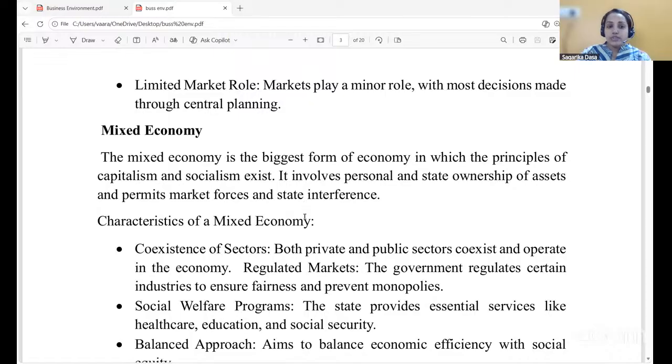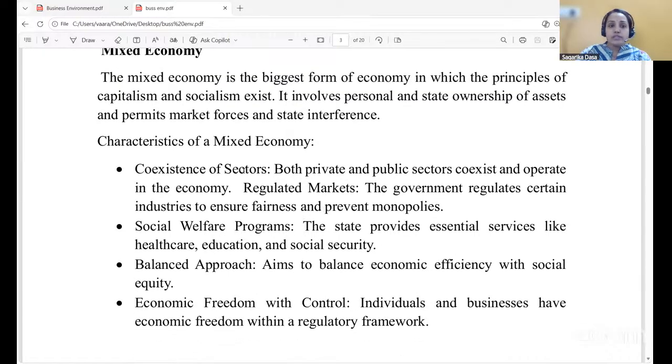When we see the characteristics of a mixed economy: coexistence of sectors, both private and public sectors coexist and operate in the economy. Regulated markets. The government regulates certain industries to ensure fairness and prevent monopolies. Social welfare programs. The state provides essential services like healthcare, education, and social security to the public. Balanced approach aims to balance economic efficiency with social equity, economic freedom with control. Individuals and businesses have economic freedom within a regulatory framework.